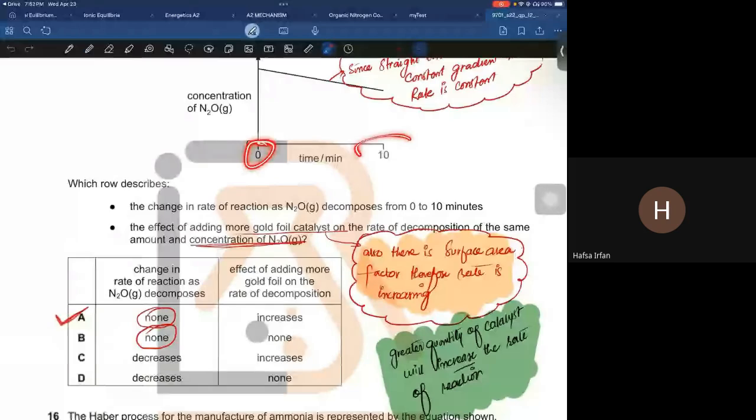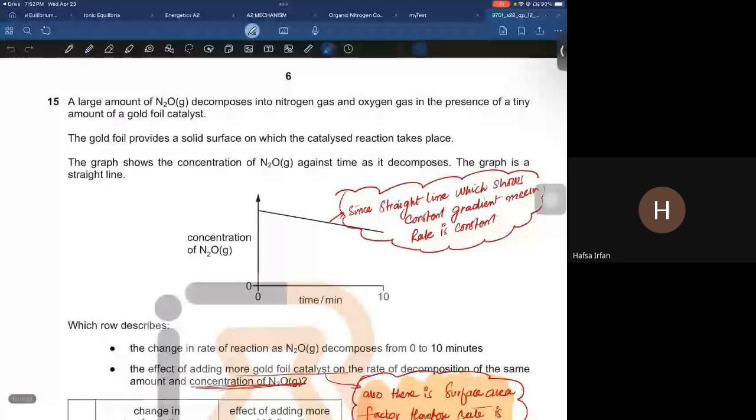The effect of adding more gold foil catalyst on the rate of decomposition of the same compound concentration. So remember, change in rate of reaction as the N2O decomposes. So change of rate is none. You know why? How can I say the rate is not changing?